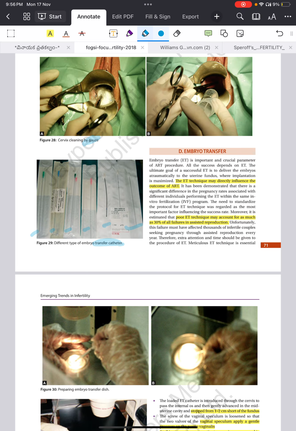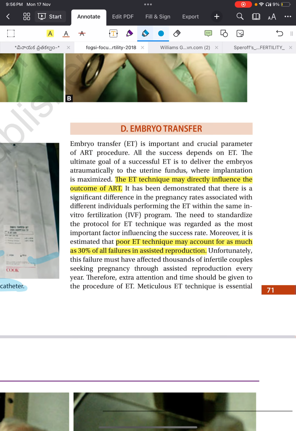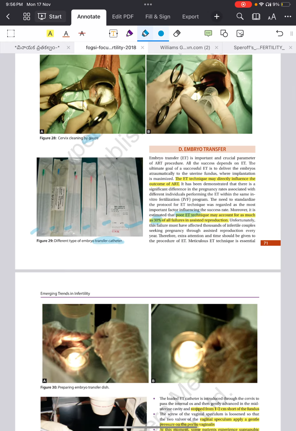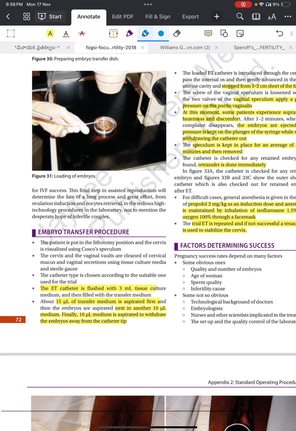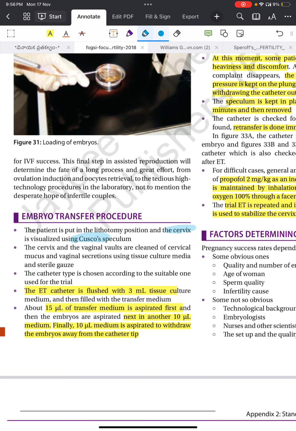Embryo transfer is an important and crucial parameter in ART. The ET technique may directly influence the outcome of ART. If you don't do ET, then ART fails. Poor ET technique may account for almost 30% of failures. What is the procedure of embryo transfer? The patient is put in the lithotomy position. Then the cervix is seen by means of a cusco speculum. The cervix and vaginal vault are cleaned to remove cervical mucus and any vaginal secretion by means of sterile gauze. Then a suitable catheter is chosen.